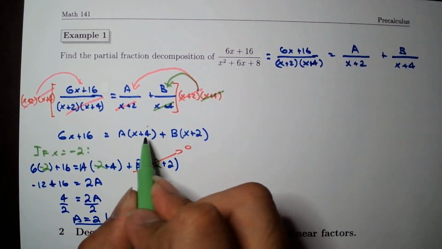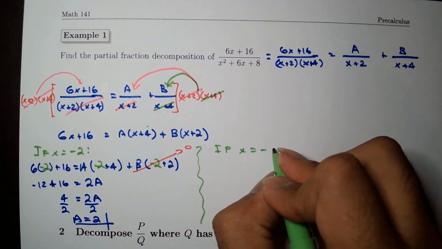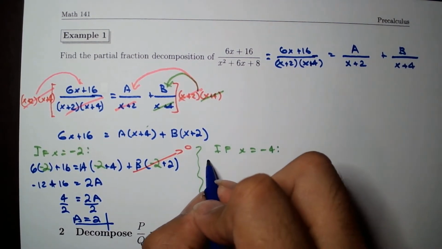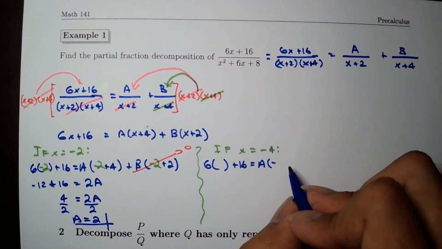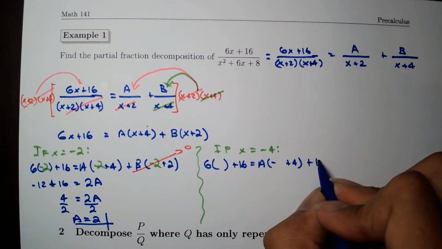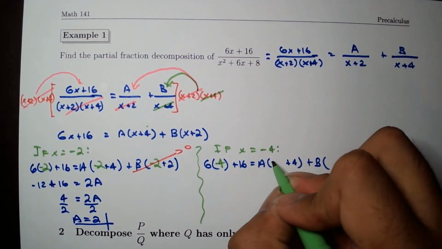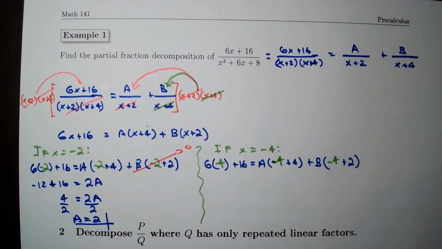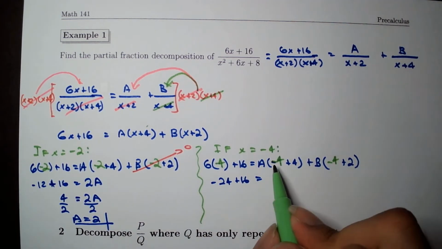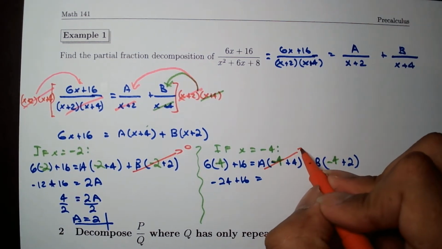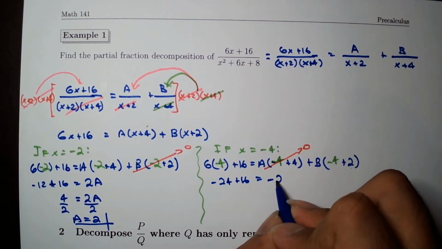Let's do the same now to cancel the a term. In that case, x equals negative 4. So that's 6 times negative 4 plus 16 equals a times negative 4 plus 4 plus b times negative 4 plus 2. So let's put the negative 4 in each place. 6 times negative 4 is negative 24, plus 16 equals, well, notice negative 4 plus 4, this whole term goes away. And negative 4 plus 2 gives us negative 2b.